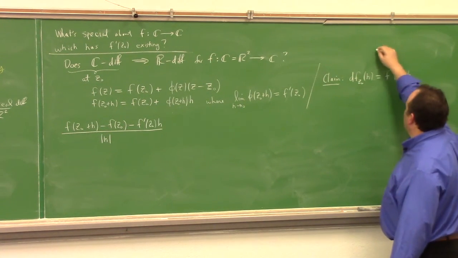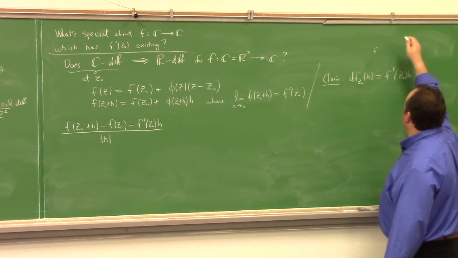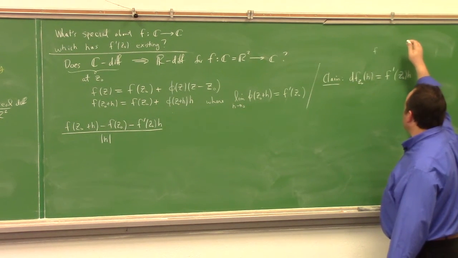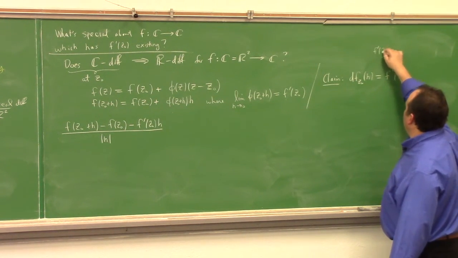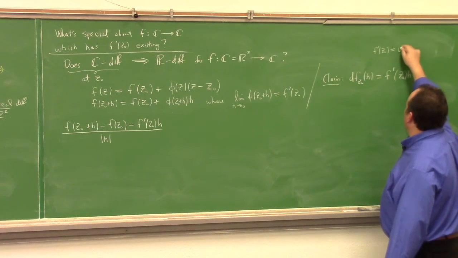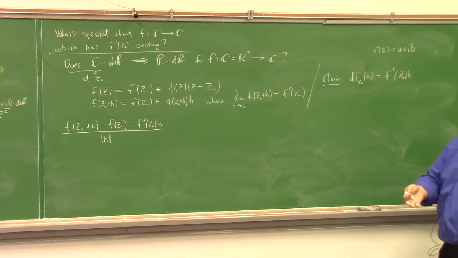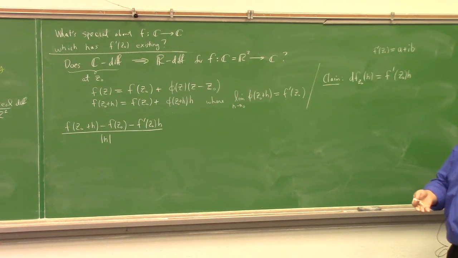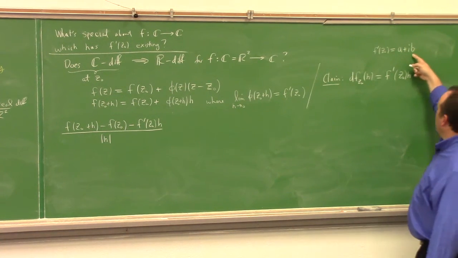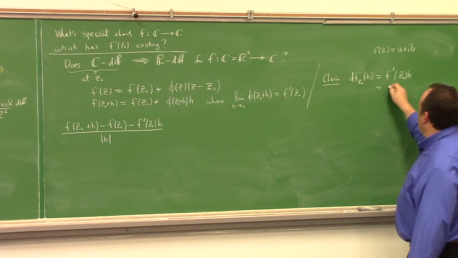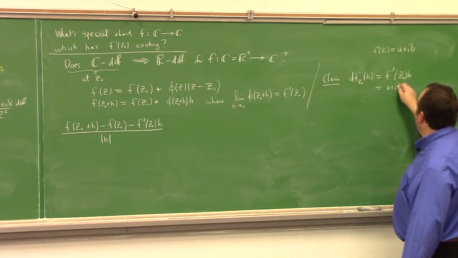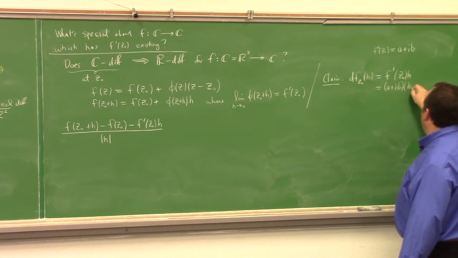Well, let me just write it this way. Let's say f prime of z naught is equal to a plus ib for the sake of discussion. It's given to exist here. We're assuming complex differentiability, so such an a and b exist, and if we write that out, a plus ib times h1 plus ih2, what happens?